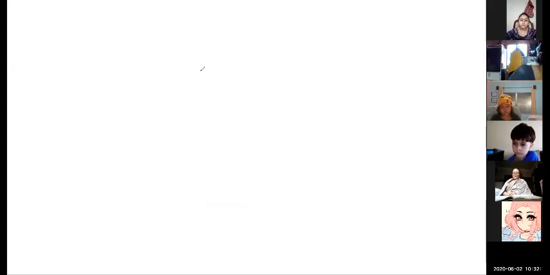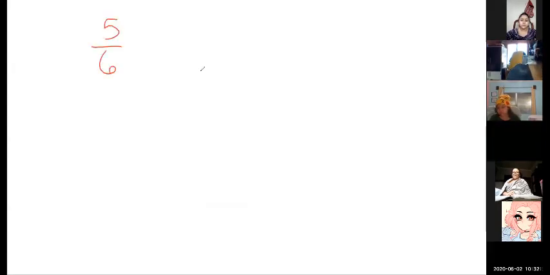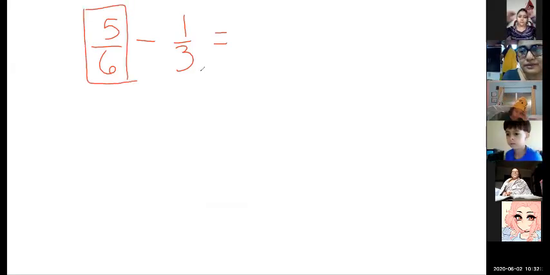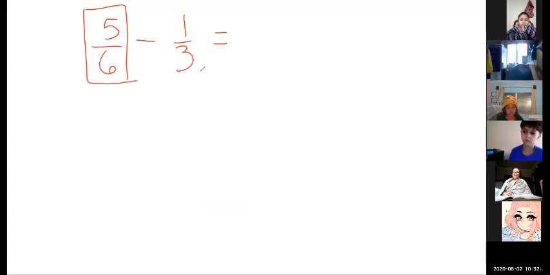Let me write again the same problem. We have five over six minus one over three, right? And we decided the number was six. Este no lo voy a cambiar. ¿Por qué razón no lo voy a cambiar? Porque ya tenemos seis en el denominador. No lo cambiamos. Just copy the fraction like this.